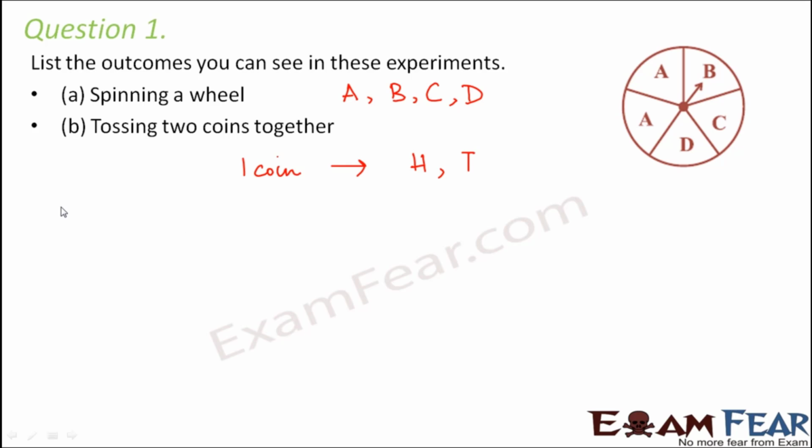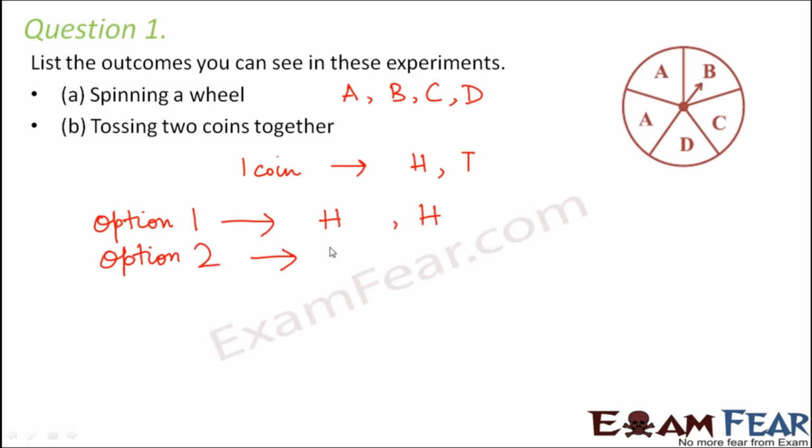Now when you have 2 coins together, now you are tossing 2 coins together. So one option is, now let us note down all the options. So the first option could be that you tossed both the coins together. So you got head in both of them. So that is option 1.